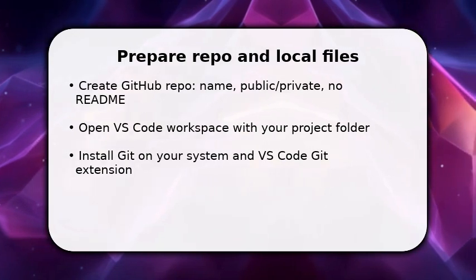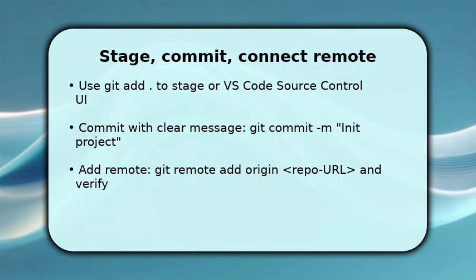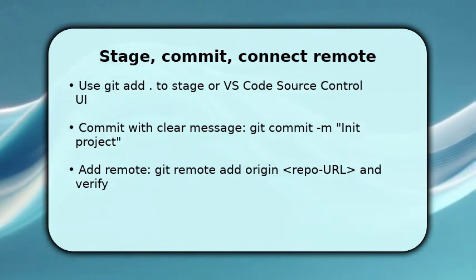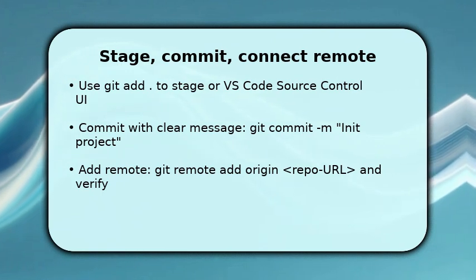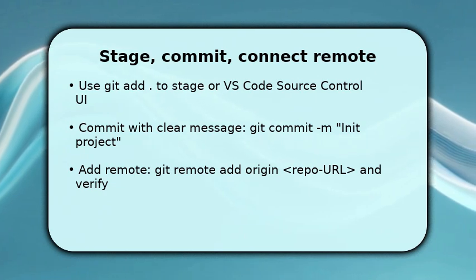Make sure your main branch name matches GitHub or be ready to push a new branch. Now you stage and commit your work. In VS Code, click the source control icon and stage files or run git add . to stage everything, then commit with a concise message explaining this snapshot.